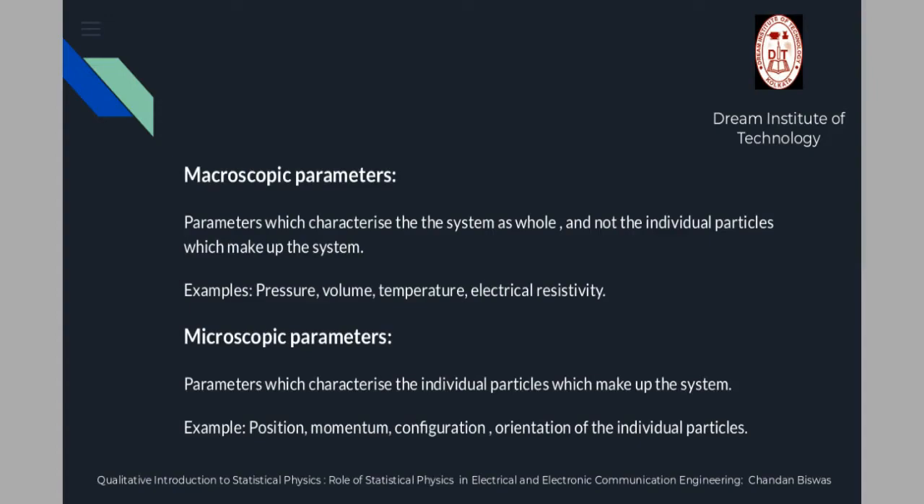Now, what are macroscopic parameters? Parameters which characterize the system as a whole and not the individual particles which make up the system are termed macroscopic parameters. What would be the examples? Pressure, volume, temperature, electrical resistivity, etc. may be termed macroscopic parameters. When the macroscopic parameters of an isolated system do not change with time, the system is said to be in equilibrium.